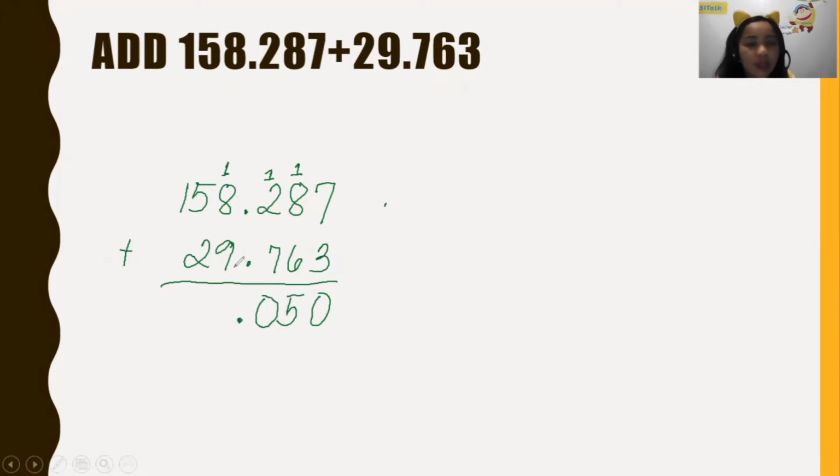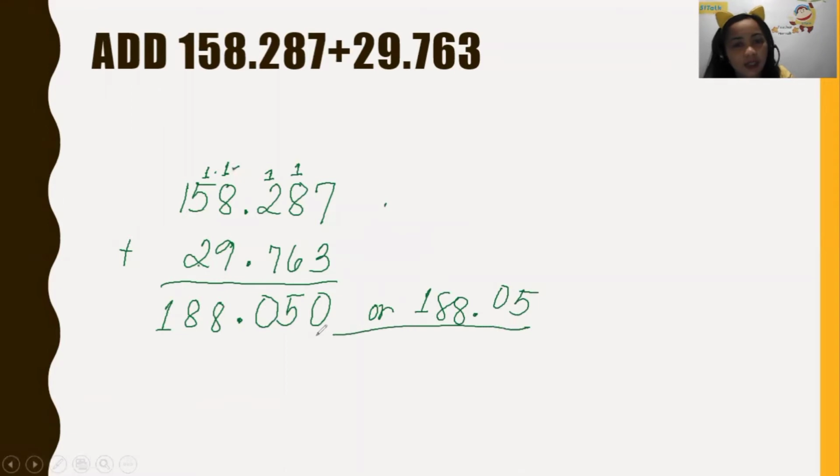We have 8 plus 9 is 17, plus carry 1 here is 18. Bring down 8. Carry 1. Then we have 5 plus 2 is 7, plus 1 is 8. Then bring down 1. So the answer is 188 and 50 thousandths, or pwede mo nang alisin yung 0 sa dulo. 188 and 5 hundredths. So parehas lang sila. So that is the answer for this given.